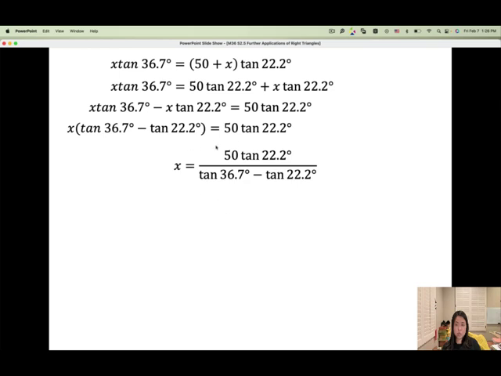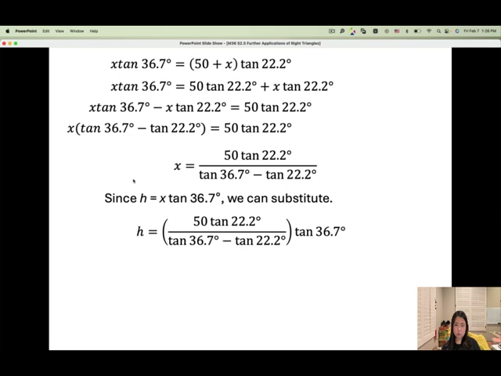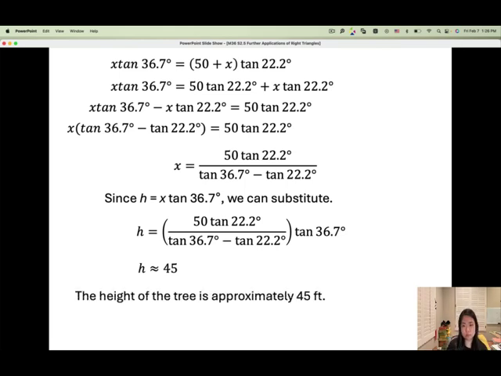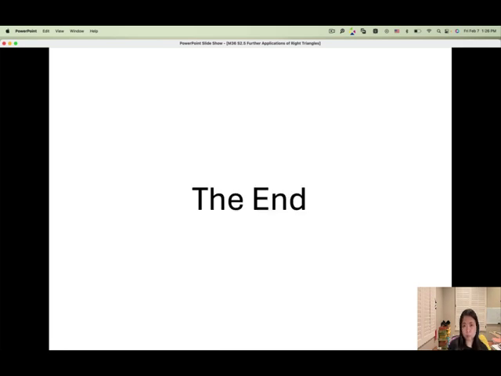Since we are looking for the h, not the x, we could substitute the x into here. Just put the whole expression in for the x. Now use your calculator. You should get about 45. So the height of the tree is approximately 45 feet. That's it.